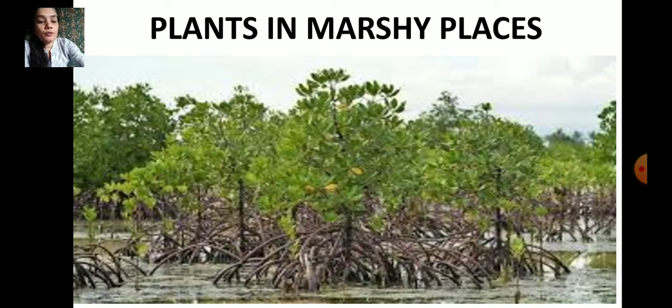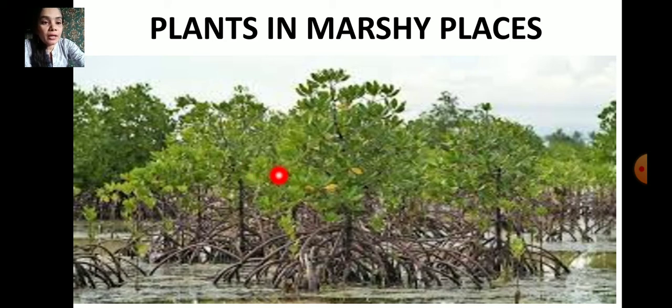Okay, so these trees grow in marshy places, and their roots grow above the soil. That's the specialty of these trees. These roots are called breathing roots.